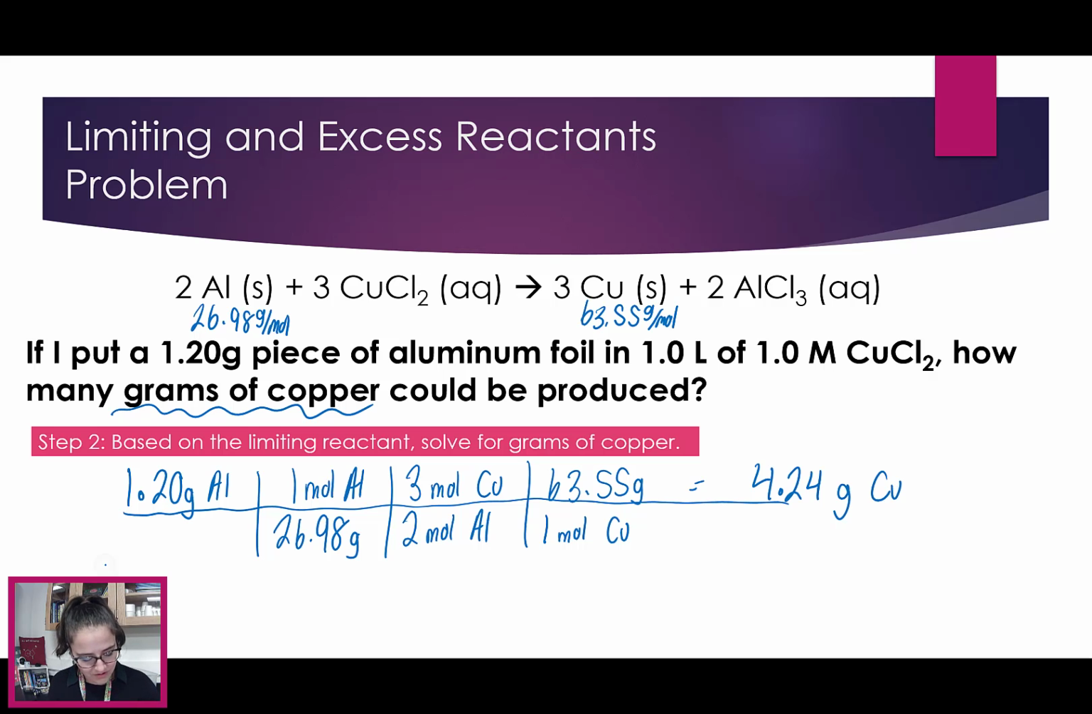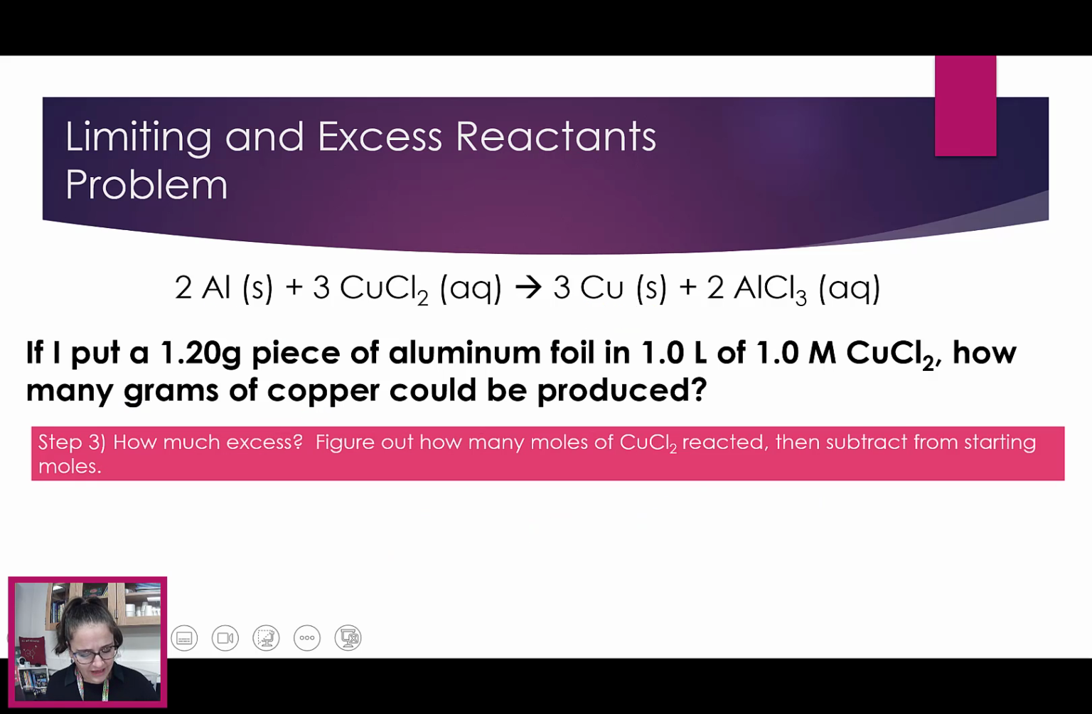Okay, cool. So, how much excess? Well, to figure out that, we need to figure out how much of our copper chloride was used up in reacting with the aluminum. Okay? And we can just do it in moles because we already know our starting moles. We had 1 mole of copper chloride to start. So how much is going to react? Well, let's go ahead and go back.